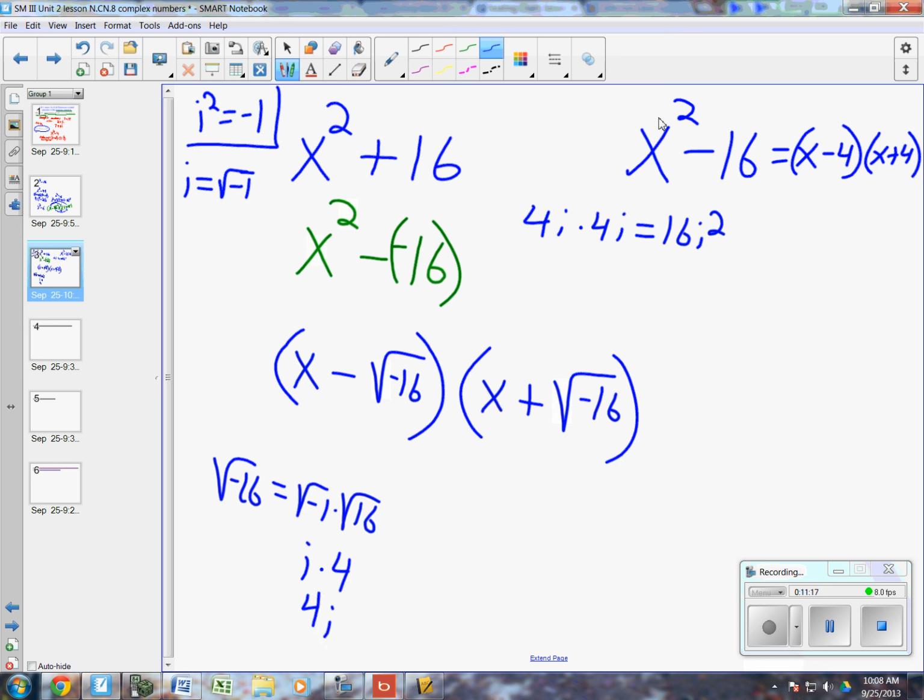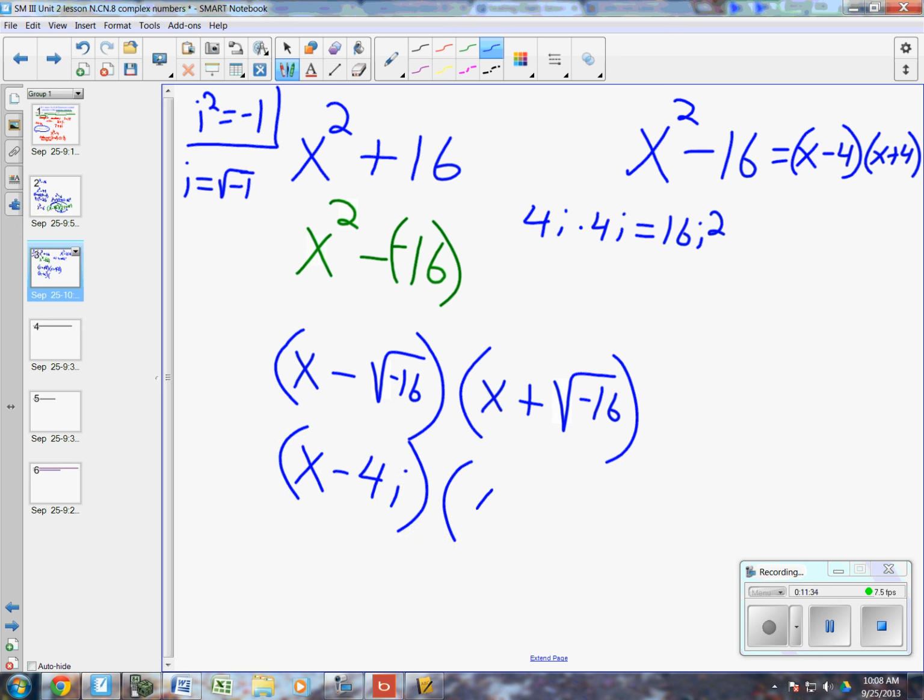Have we forgotten that much? How many of you remember that now? Okay, now that I showed you. Okay, so you guys, the square root of negative 16 is 4i, so it's x minus 4i times x plus 4i.